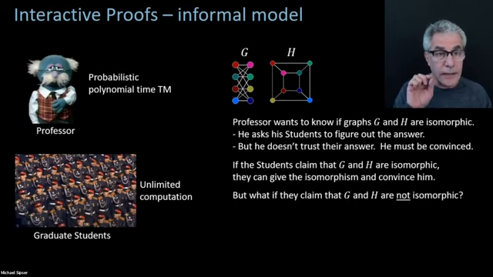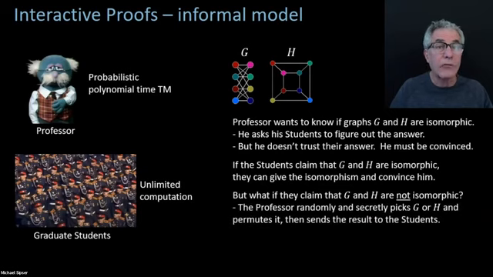Okay, so we're going to engage in the following interaction between the students and the professor, which is going to enable the students to convince the professor that the two graphs really are not isomorphic. So how is that going to work? This is a beautiful little thing, by the way. The professor is going to take the two graphs, G and H, and pick one of them at random.